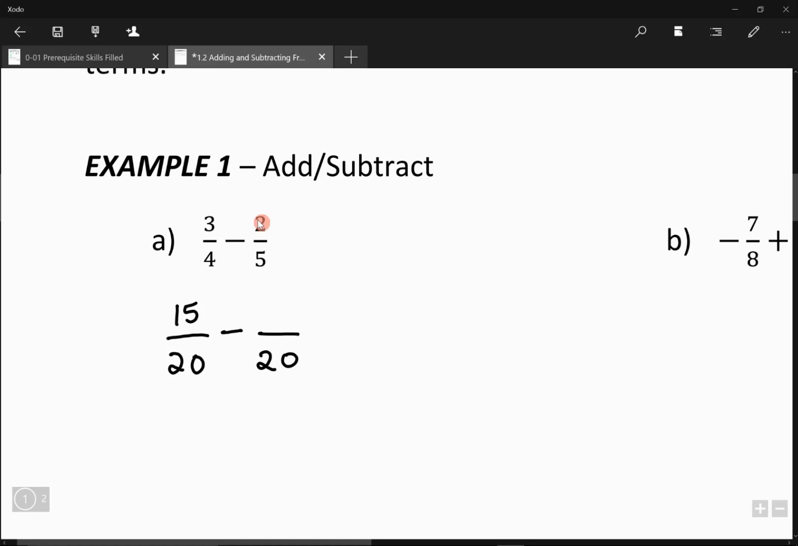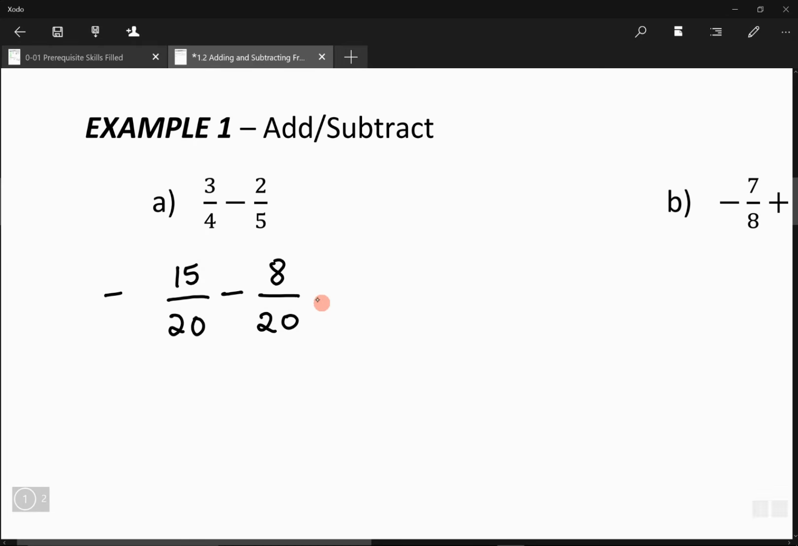So 2 times 4 is 8. Now I have two fractions. I can subtract them because I have a common denominator. So all I have to do is subtract the top, the numerators. 15 minus 8 is equal to 7 over 20.